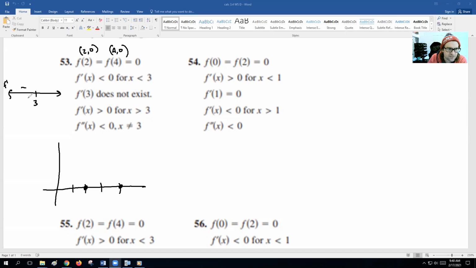It's less than 0, so the graph is going down. It doesn't exist at 3. So I'm going to put an x here to make sure that it's not going to be a minimum. It's not going to be a maximum. It's going to be a point that we don't know. Usually those are extremely sharp curves.